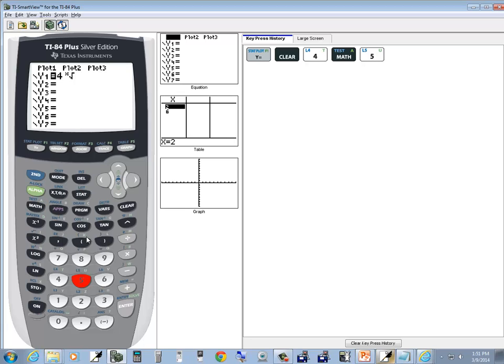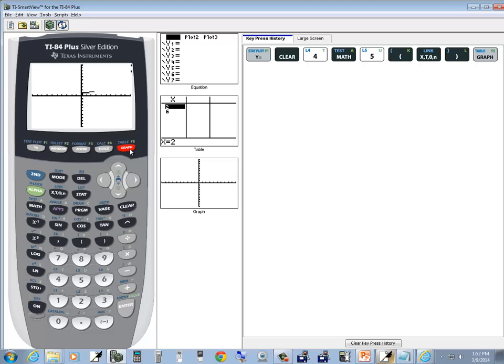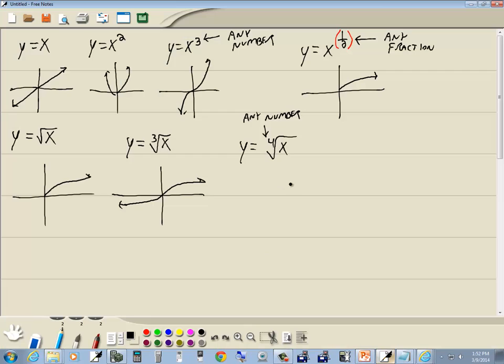Now it does not automatically put a beginning parentheses, so we want to put that in always. Then I'll put x in, put a closing parentheses, and then press graph. Kind of looks like the square root, but it's a little bit closer down to the x-axis. So it looks like that.